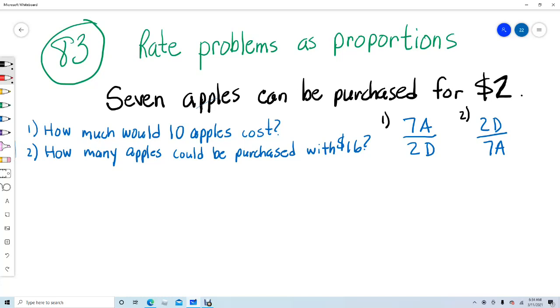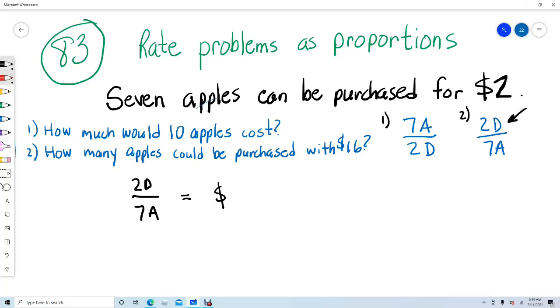Then we would read our problem and ask ourselves what kind of unit we need to end with. When we figure out what unit we're ending with, we choose the rate that has that unit in the numerator. So our first problem asks, how much would 10 apples cost? So we're looking for an answer in dollars. How much? So we're going to use rate 2. All right, so we'll write that down. We know we need rate 2. We know we're going to end in dollars. I'm going to write my dollar sign here.